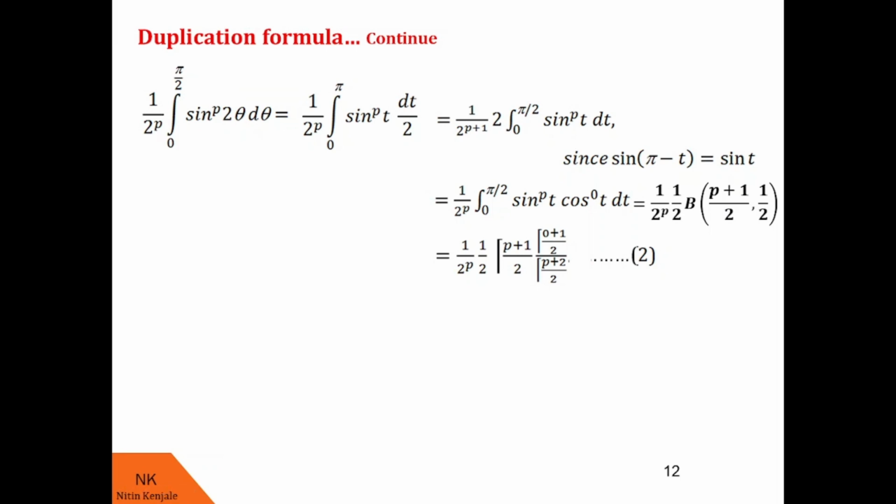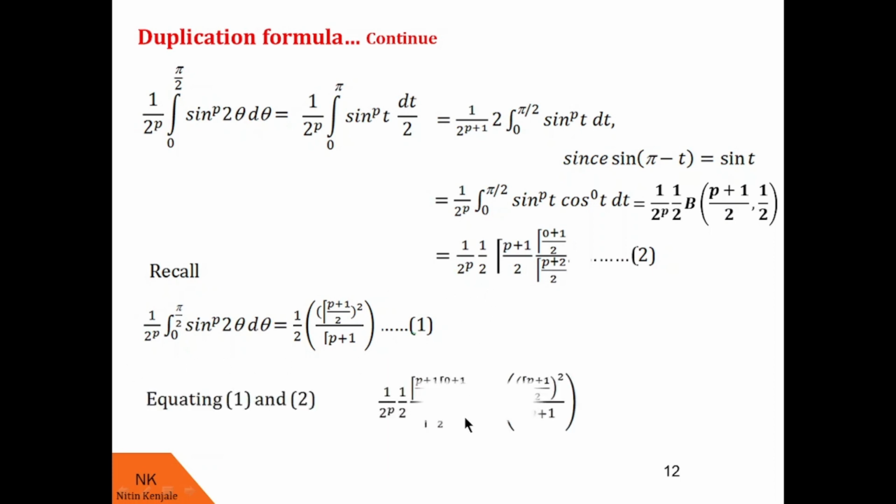Now let us recall equation number 1, which states that value of this integral is half into gamma p plus 1 by 2 the whole square upon gamma p plus 1. But note that we just proved that value of this integral is 1 by 2 raised to p into half gamma p plus 1 by 2 into gamma of half upon gamma of p plus 2 by 2. So let us substitute value of this integral as this. So we get this statement.